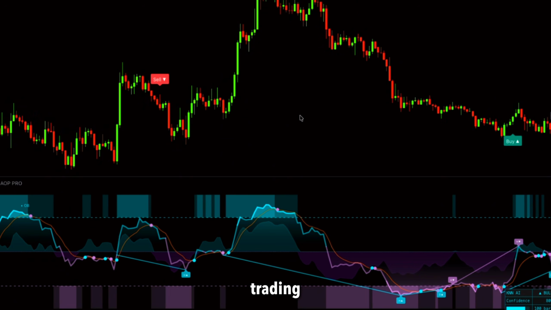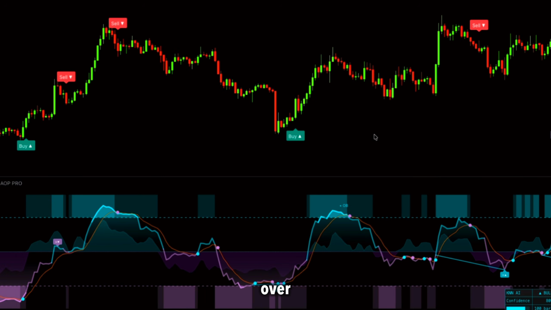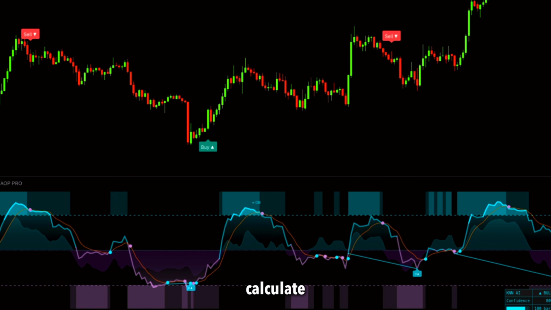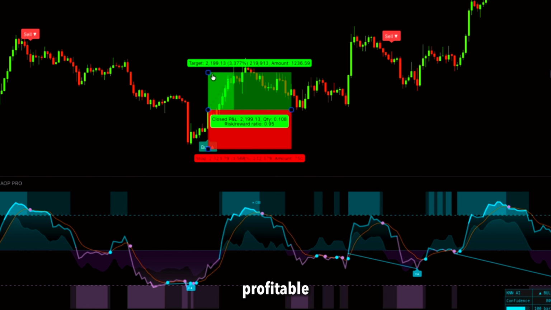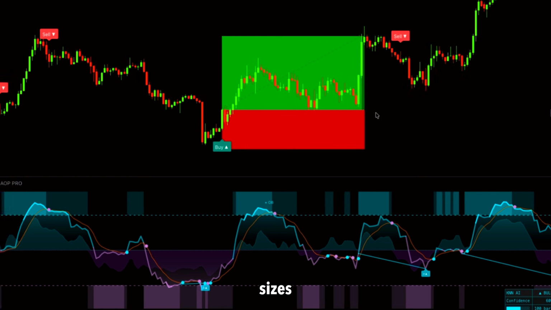Then move to paper trading. Take every setup that meets the criteria. Track your results over at least 20 trades. Calculate your win rate and average risk reward. Once you are consistently profitable in simulation, transition to live trading with small position sizes.